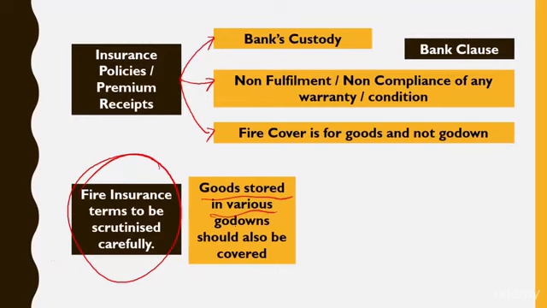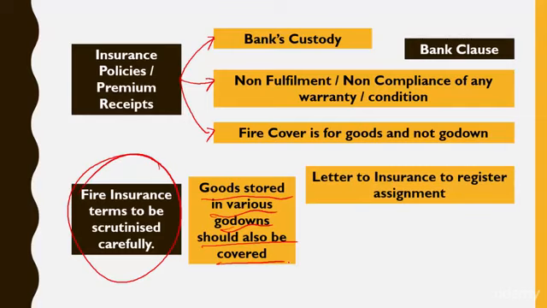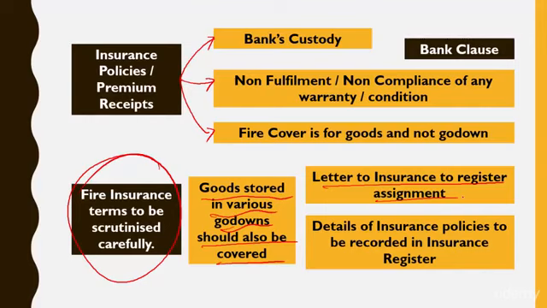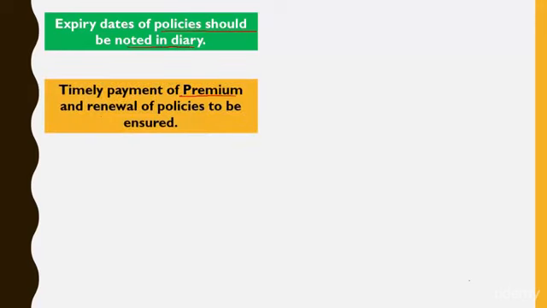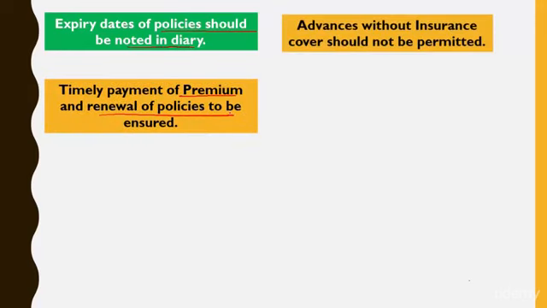If goods are stored in various godowns, then all godowns should be covered, and a letter should be sent to the insurance company. Okay, so a letter to the insurance company to register the assignment is also very important. Whatever be the details of the insurance policies, they have to be recorded in the insurance register. Then the expiry dates of policies should be noted in the diary, and timely payment of premium and renewal of policies has to be ensured.